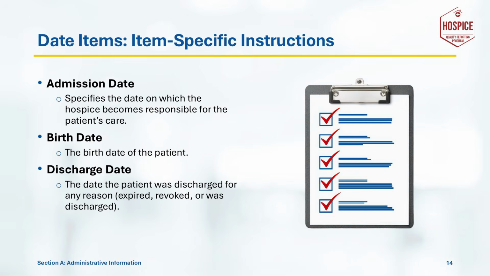Now here are some specifics about these items. The admission date specifies the date on which the hospice becomes responsible for the patient's care. The birth date is the birth date of the patient, and the discharge date is the date the patient was discharged for any reason, including expired, revoked, or perhaps a live discharge.